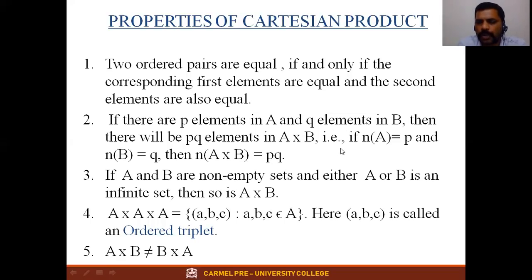If you want to represent it in terms of cardinality of sets, n of A is equal to P and n of B is equal to Q. Then you can directly say n of A cross B is equal to PQ. That means the number of elements in A cross B is PQ. Now, if A and B are non-empty sets and either A or B is an infinite set, so is A cross B.